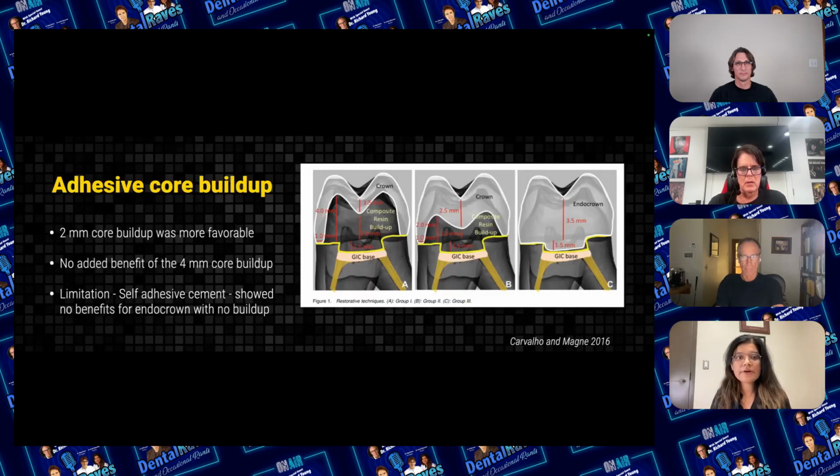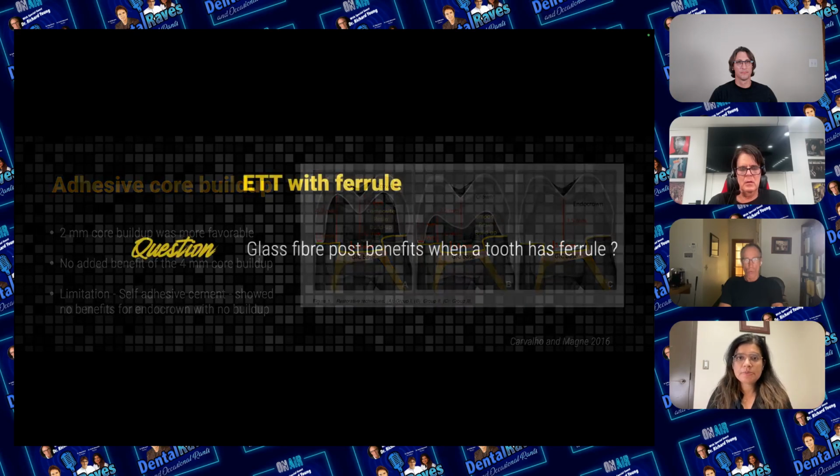And this is a very good diagram that they show, where they talk about the advantages of the adhesive core buildup. What they found in this study was that a 2 millimeter core buildup was more favorable. There was no added benefit of the 4 millimeter core buildup, and Dr. McLaren talks about that in his lectures as well. I know because I have heard him lecture for quite a while now, that you do not have to create that 4 millimeter of core to get that retention in an adhesive type of ceramic restoration. We'll talk about that later in the talk today. And the limitation is the self-adhesive cement, which showed no benefits for endocrown with no buildup, which was also part of the test study that this paper talks about.